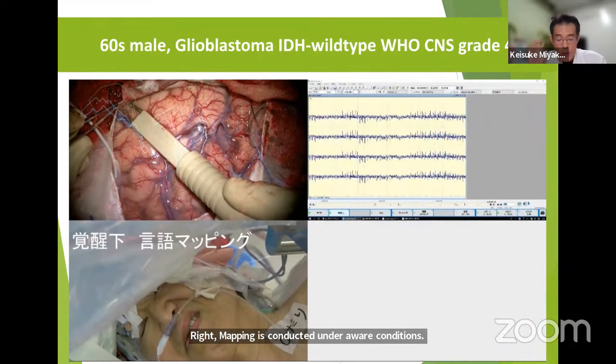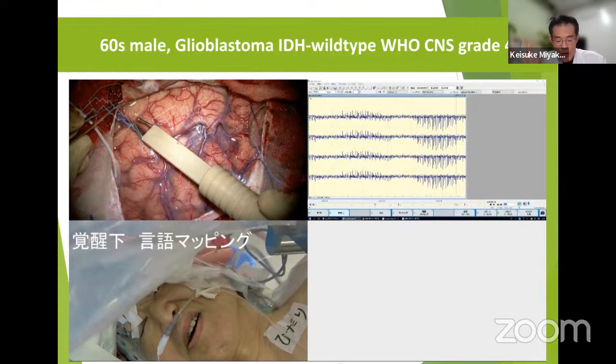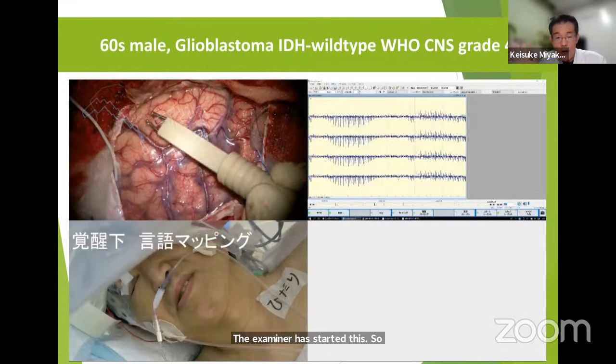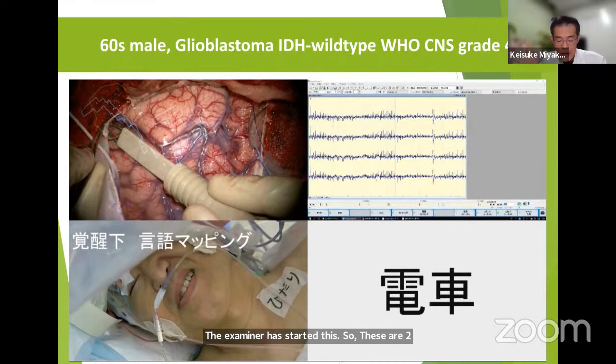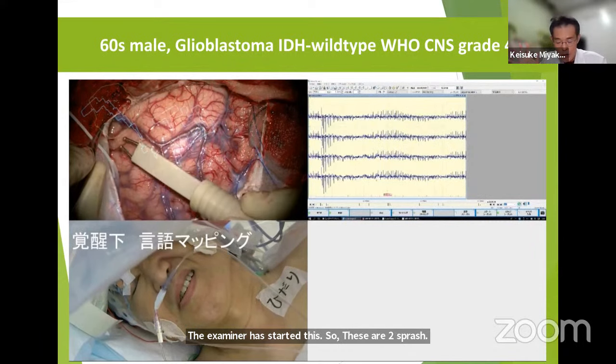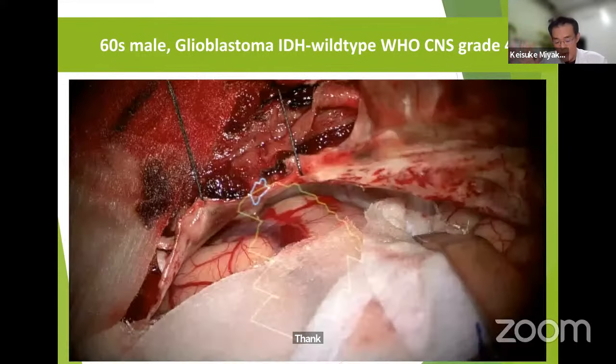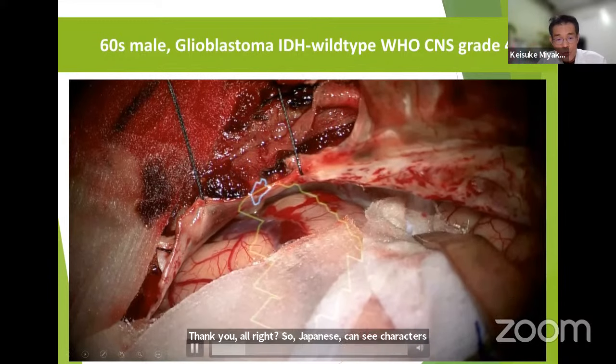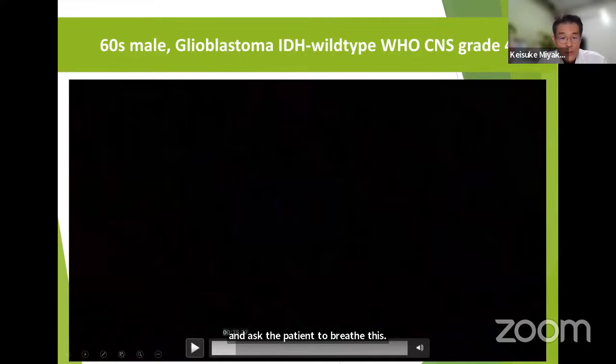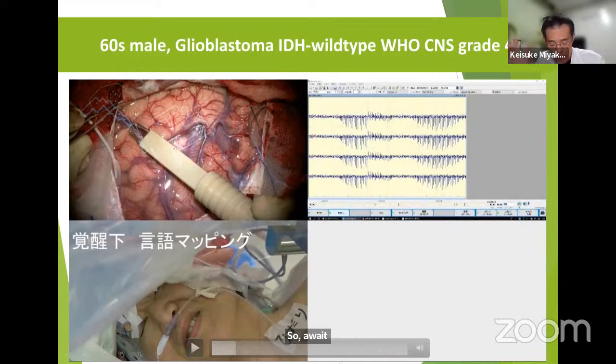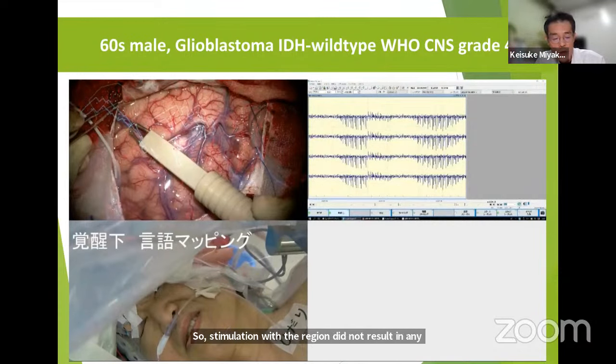The examiner asks, "What is this?" The patient replies, "This is a toothbrush." The examiner shows Japanese kanji characters and asks the patient to read them aloud. The patient replies, "Trains." Stimulation of the region did not result in any language deficit, so the excision was initiated.